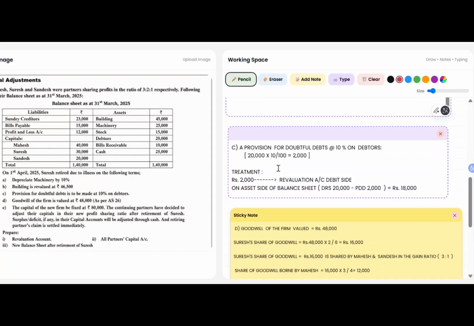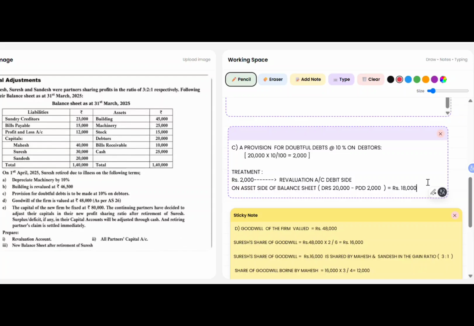So the treatment for that is the 2,000 rupees, that is a provision for doubtful debts, will appear in the revaluation account debit side. And on the asset side of the balance sheet, we will deduct this amount because we have to reduce the value of the debtors. So debtors 20,000 minus PDD 2,000, 18,000 will appear on the asset side of the balance sheet for debtors.